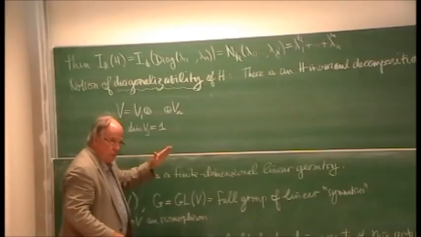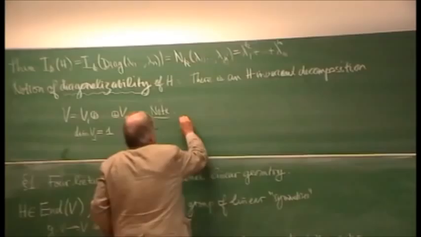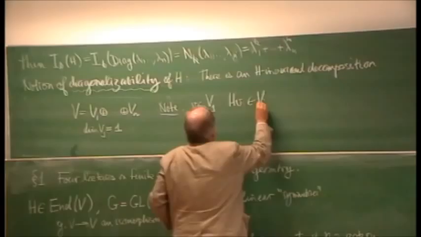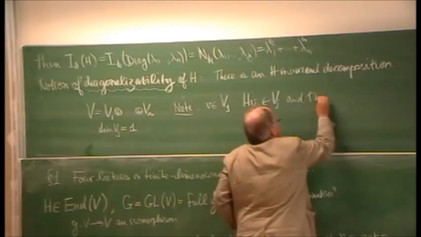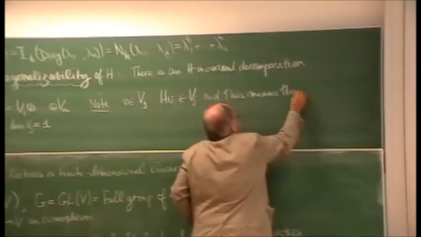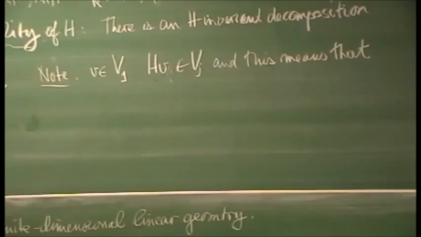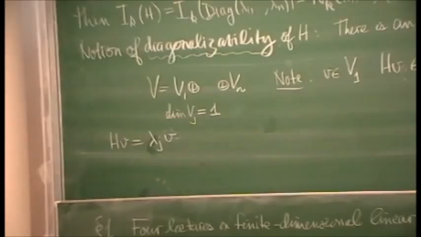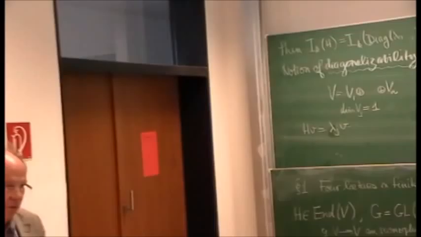Now note that if V is in one of these, say Vj, then H of V is again in Vj, and that means that it's just a multiple of V. H of V is just a multiple of V. You've seen these things before. These lambdas are called eigenvalues, and the vectors are called eigenvectors. And this is just words.